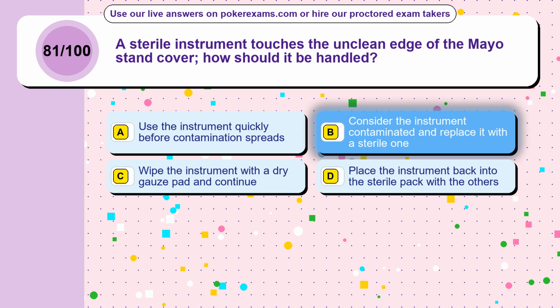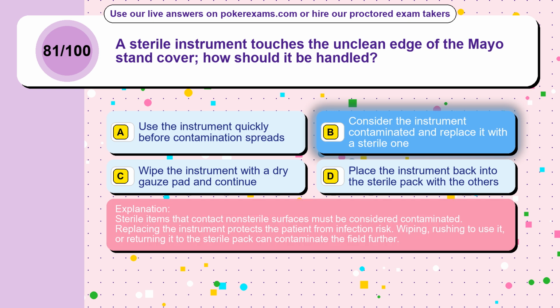The correct answer is option B, consider the instrument contaminated and replace it with a sterile one. Sterile items that contact non-sterile surfaces must be considered contaminated. Replacing the instrument protects the patient from infection risk. Wiping, rushing to use it, or returning it to the sterile pack can contaminate the field further.